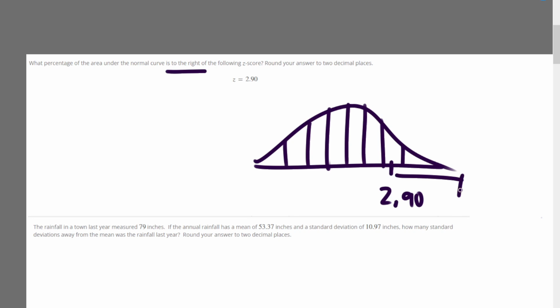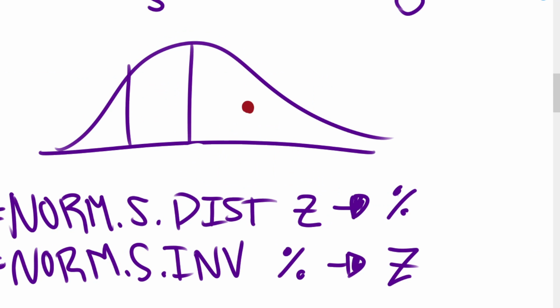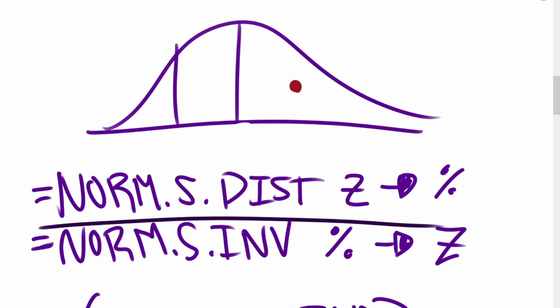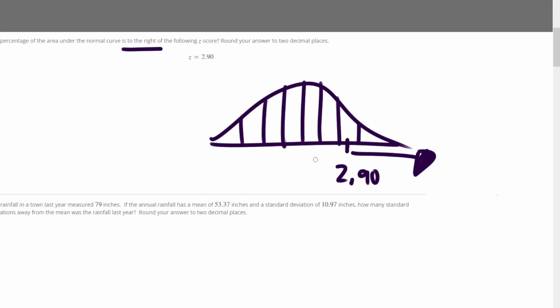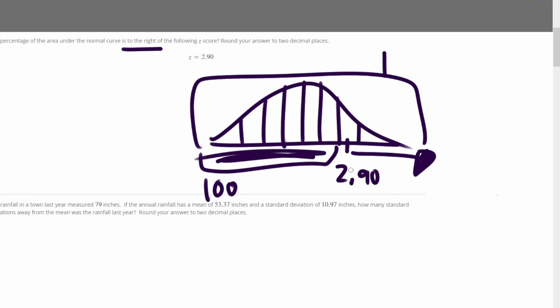We want to find what's to the right. It's giving us our z-score, so we want to use our norm.s.dist for this because we have our z-score. Now, if you recall, when we use norm.s.dist, it's calculating to the left. But since it's giving us a decimal, which will turn into a percentage, we can just subtract that from 1 or 100, depending on whether you convert it early, because this is 100%. If it's giving you this percent, we can take the 100 and subtract this percent to give us this percent.